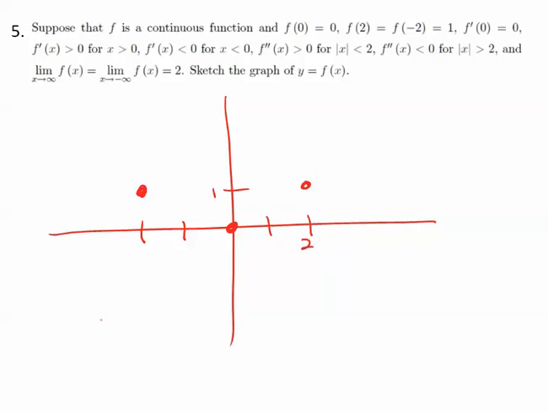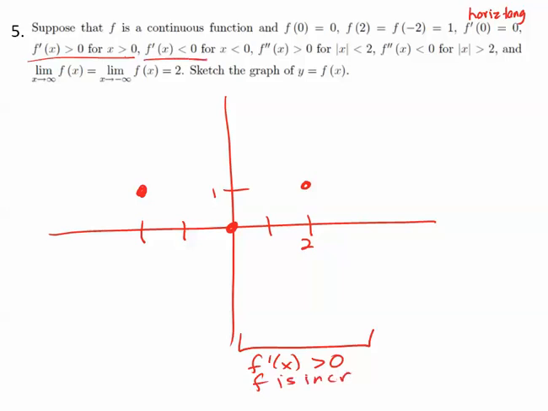And f prime of 0 is 0. So we want a horizontal tangent at the origin. When f prime is greater than 0 for everything on the positive side, f has to be increasing over here. F prime is negative on the other side. So if f prime of x is less than 0, then f is decreasing on this side.